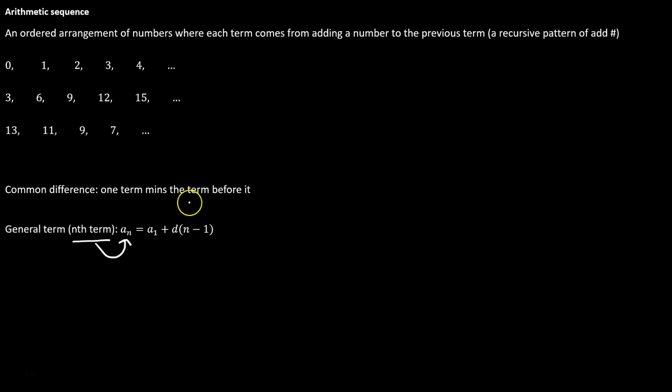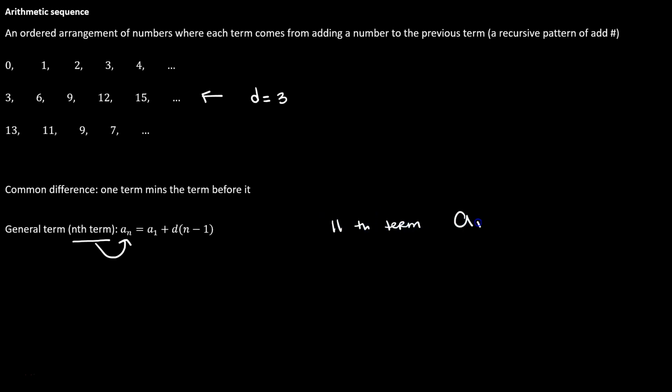So for example, in the middle sequence here, we said that the common difference, I'm going to write that as D, was equal to 3. I have the first 5 terms written on the screen. But what if I wanted to calculate the 11th term?